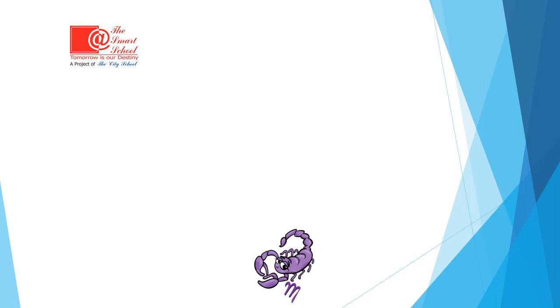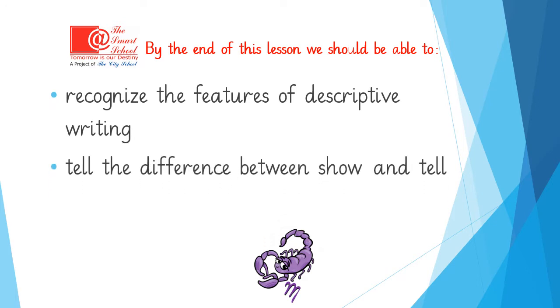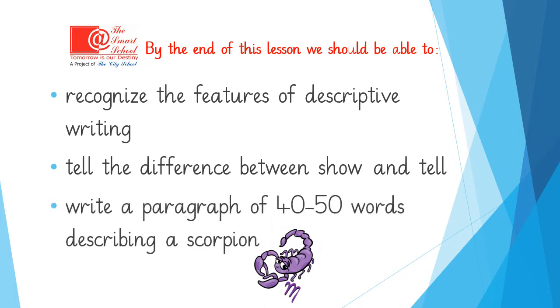Now, after describing the picture, let's see by the end of the lesson what we are trying to accomplish. By the end of the lesson, we should be able to recognize the features of descriptive writing, tell the difference between show and tell, and write a paragraph of 40 to 50 words describing a scorpion. Let's get working.